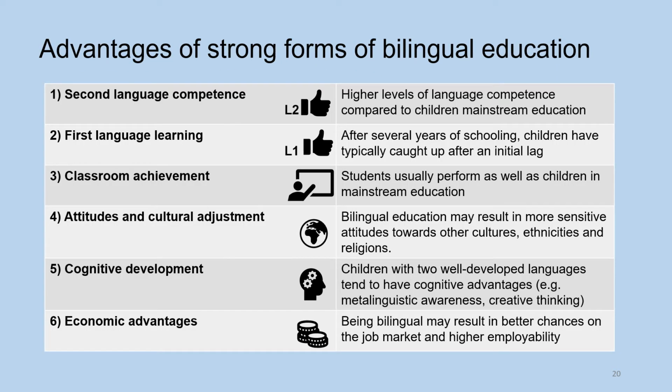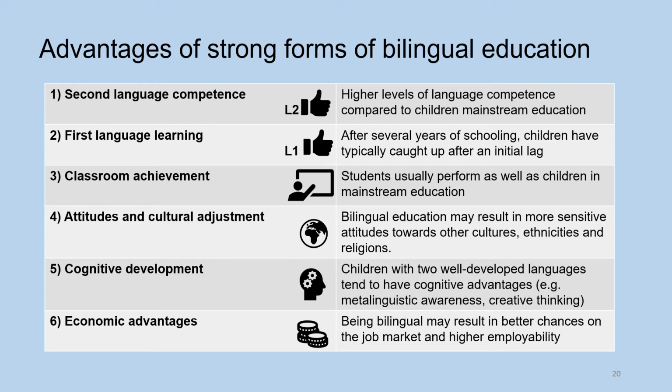The Canadian studies have shown that the strong forms of bilingual education have numerous advantages. Not surprisingly, of course, it was shown that children in bilingual schools had much higher levels of language competence compared to children in mainstream education. Another result was that, in general, competence in the first language did not suffer. This had often been a concern by parents and school teachers. After several years of schooling, children typically caught up after an initial lag. With respect to classroom achievement, no major difference was found. Students usually perform as well as children in mainstream education.